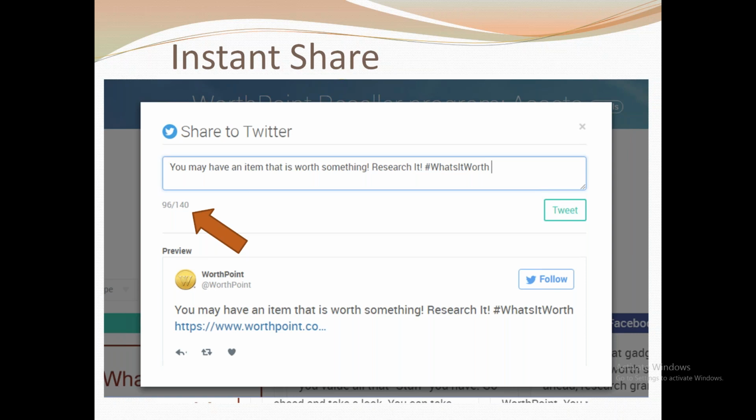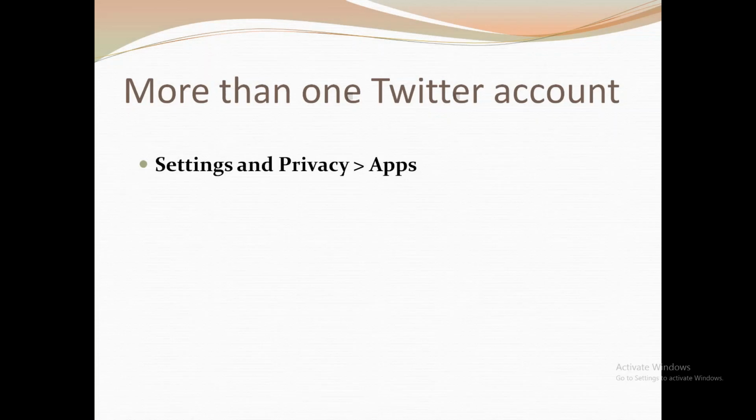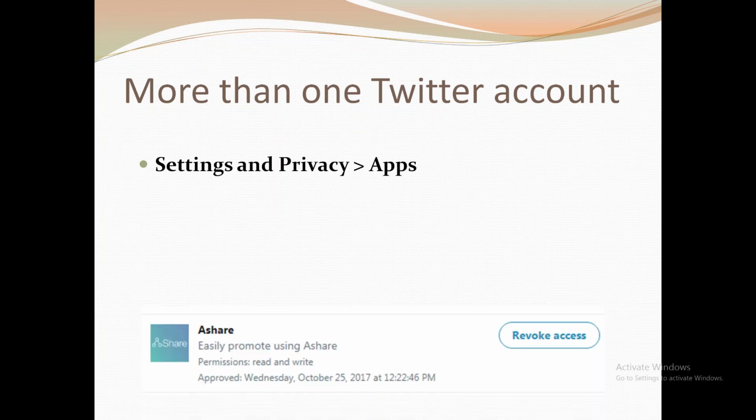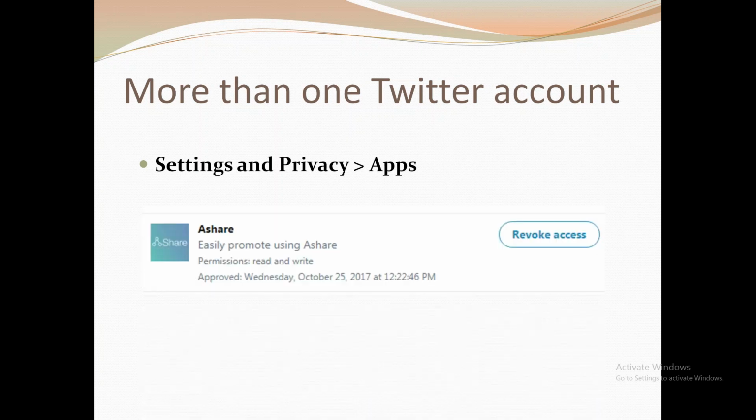So I always recommend trying to keep it shorter than normal. Now, one more thing about Twitter is you can have more than one Twitter account. I learned this the hard way, but I was glad that I discovered it because I have a couple different Twitter accounts and I wanted to tweet out the code from each account. So what you have to do is go in and adjust your privacy settings under your Twitter account.